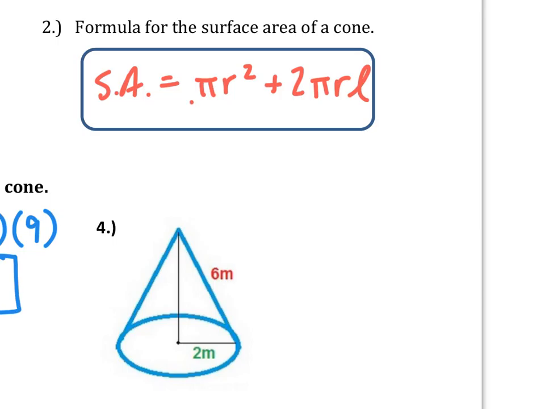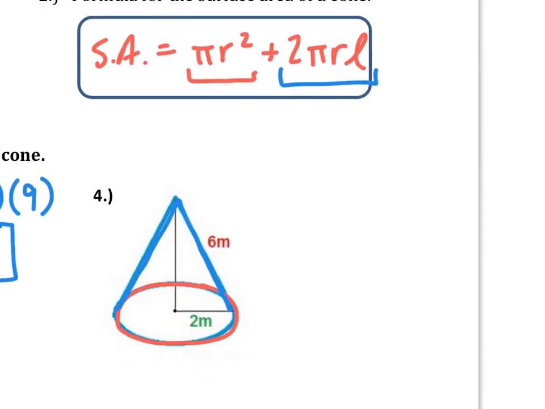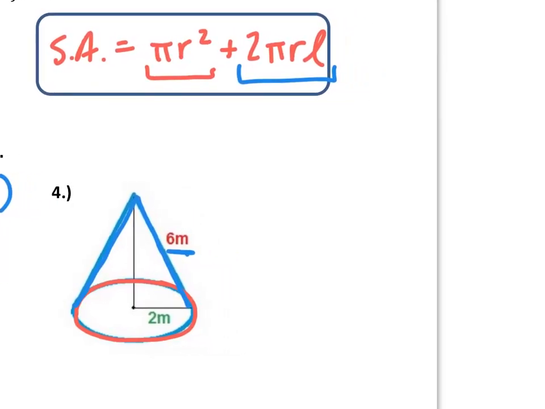Now, this piece, pi r squared, is giving us the area of the circle at the bottom of the cone. And the 2 pi r l gives us the area of the triangle piece of the cone. Now, L refers to the slant height. So in this example here, L would be 6 meters. So the height of the slant of the cone, not the vertical height this time, but the slant height. And then obviously R is radius. So now that we know the formula, we can apply that to this question.